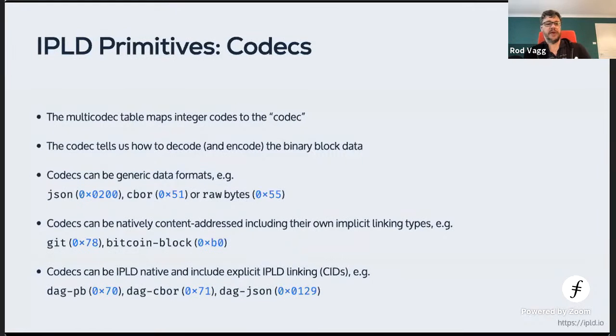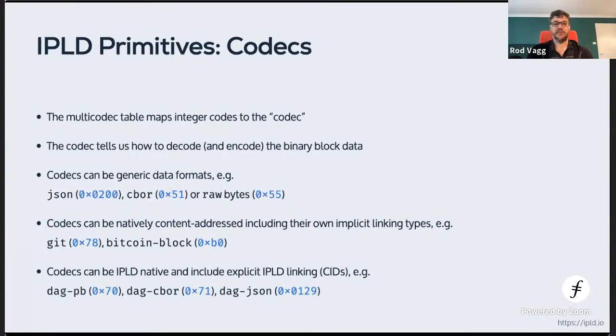And then lastly, we have IPLD native codecs. DAG-PB, DAG-CBOR, and DAG-JSON are the main IPLD native codecs. DAG-PB is used for UnixFS in IPFS. You'll encounter that a lot. And most of the data we did for Filecoin discovered DAG-PB and RAW.